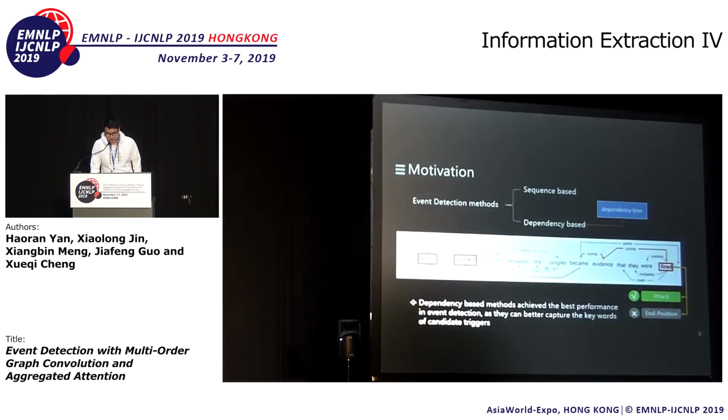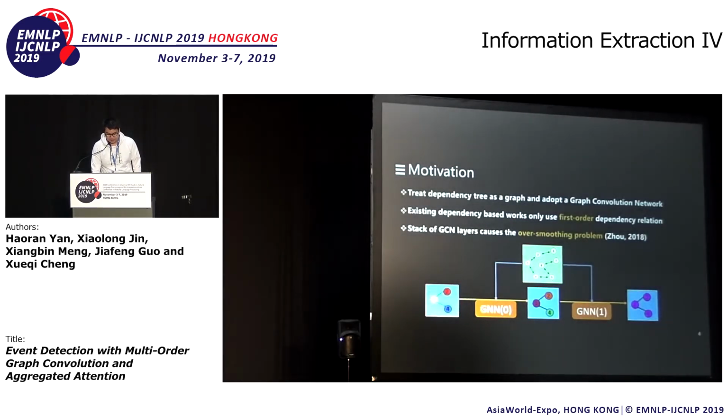We can split the existing methods into sequence-based ones and dependency-based ones according to whether they use dependency trees or only the input sentence. At present, dependency-based methods achieve better performance than sequence-based ones, as they can better capture the keywords of candidate triggers. For example, in a given sentence, the candidate trigger "fired" could indicate an attack event or an end position event. The keywords to distinguish this type are "blood" and "soldiers", which have a shorter distance through the dependency path than through the sequence.